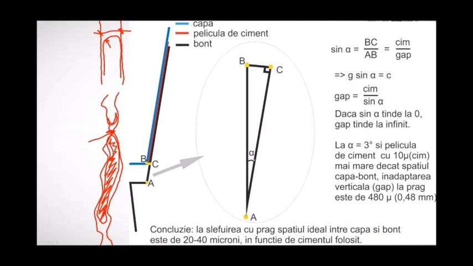You don't have to calculate anything, because if the angle is very small, the sine of this angle tends to be 0. So if sine of alpha is 0, then it doesn't matter what the thickness of the cement is, the gap will be infinite, right? Something divided by 0 is infinite. So it doesn't get in. You do get it in, of course, because it's not 0. It's a little bit of an inclination.